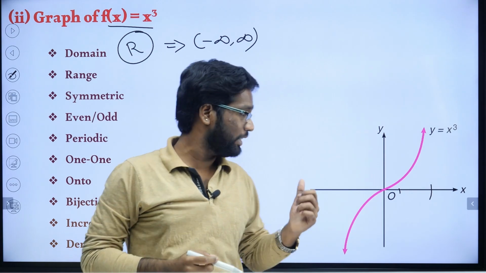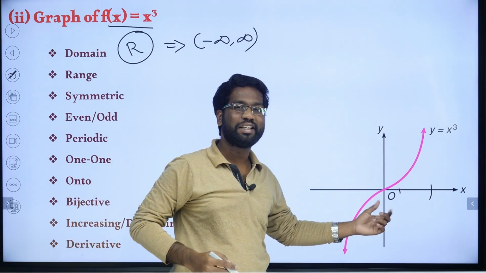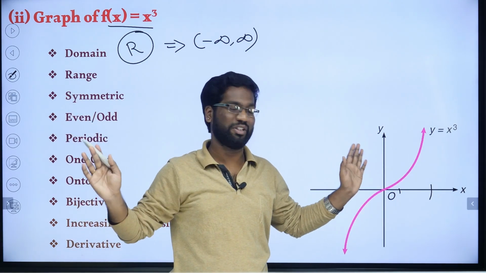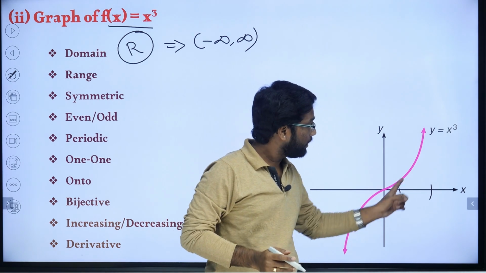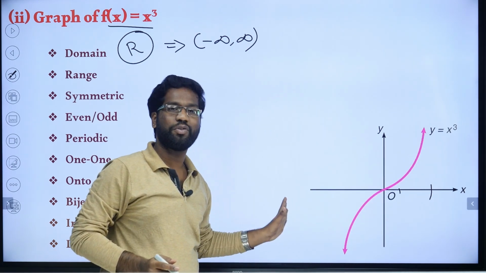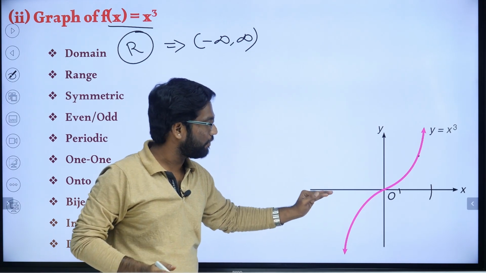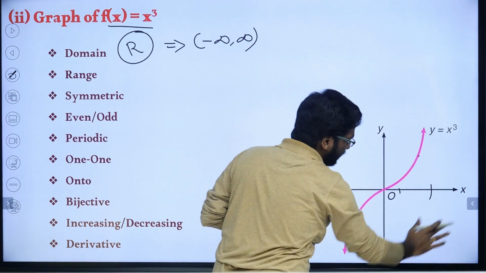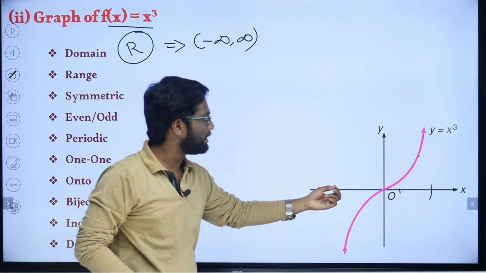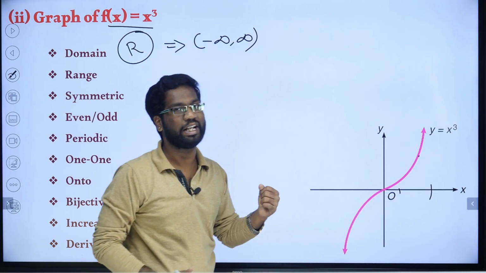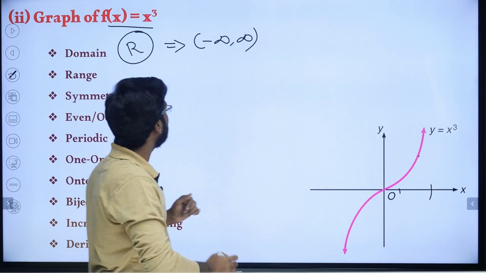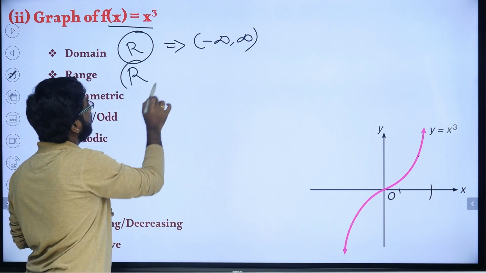Next, for range. My range is also R, my dear students, because here you can see x cube is covering negative quadrants as well as the positive quadrants. It's taking the values from everywhere in the graph. It is not leaving a single side, a single part of the graph. So we can say the range of this graph is R.